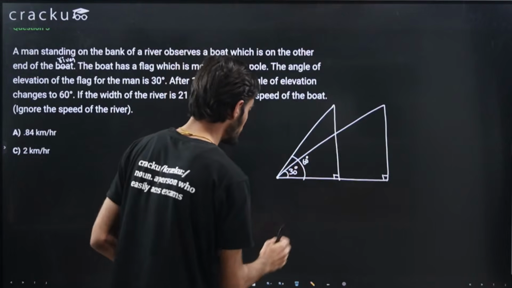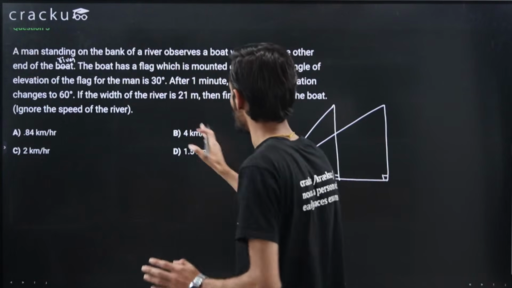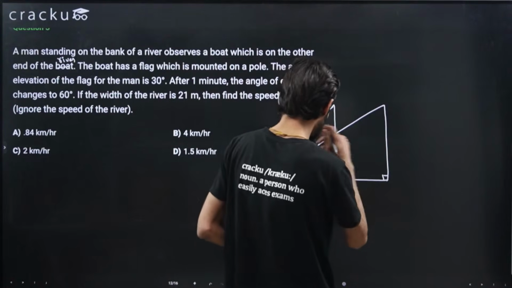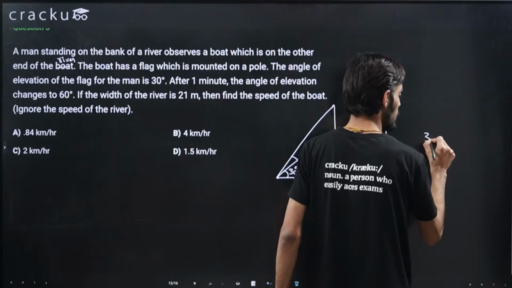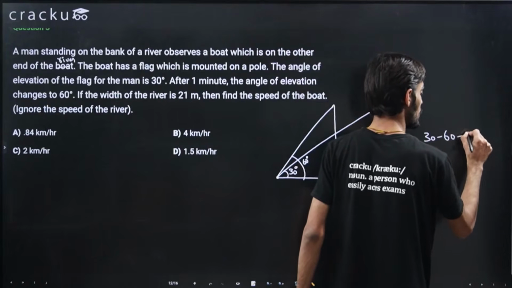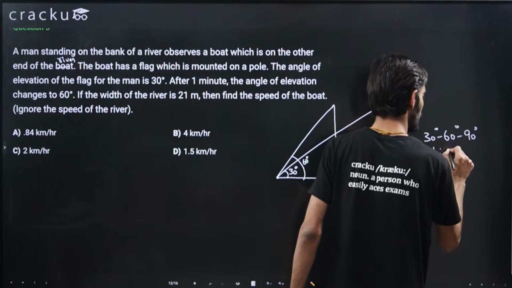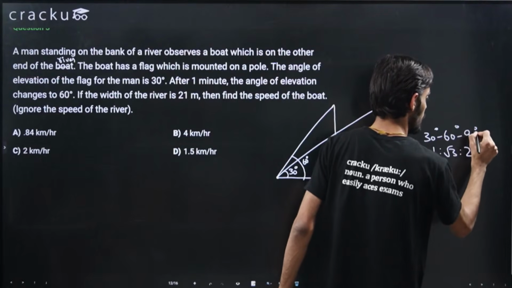The diagram is done. We are also given that the total distance is 21 meters. We'll look at it, but first let's try to understand. Like I told you, the 30, 60, 90 triangle is pretty useful to solve height and distance questions, that is 1 is to root 3 is to 2. We can directly compare with that.